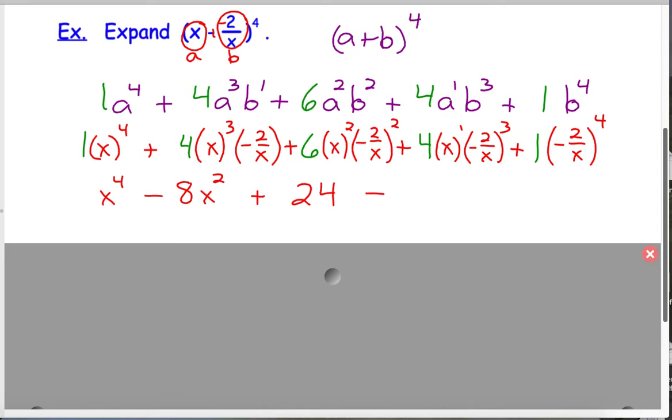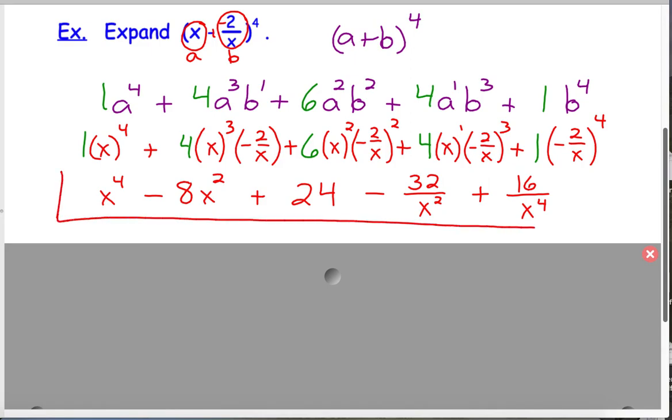Then we're going to have a negative, because negative 2 over x cubed is a negative. Now for this one, 2 to the 3rd power is 8, and then times 4. 8 times 4 is 32. Now we have an x to the 1st, but in the denominator we're going to have an x to the 3rd, so we can cancel, and we'll have an x to the 2nd left on the bottom. And then finally we're going to have a plus. 2 to the 4th power is 16, and then x to the 4th.